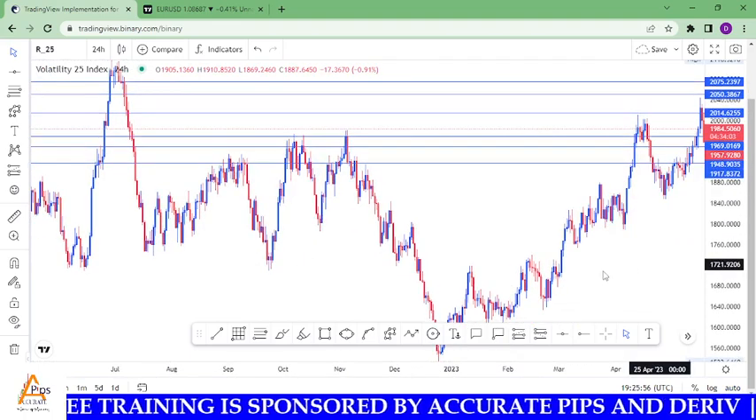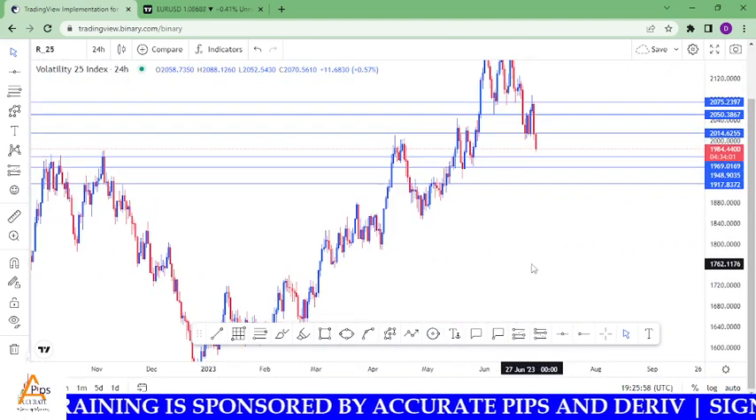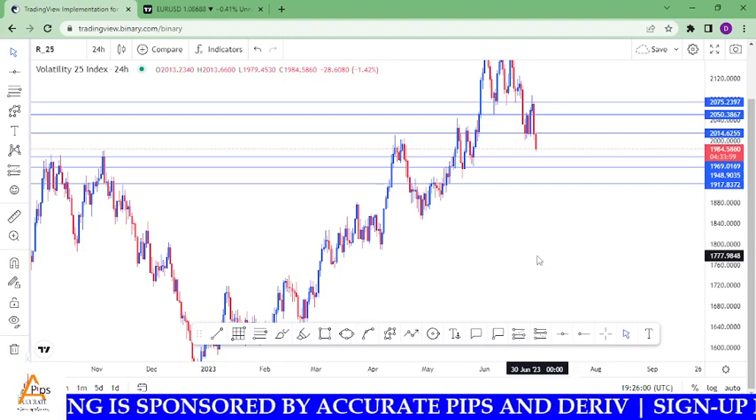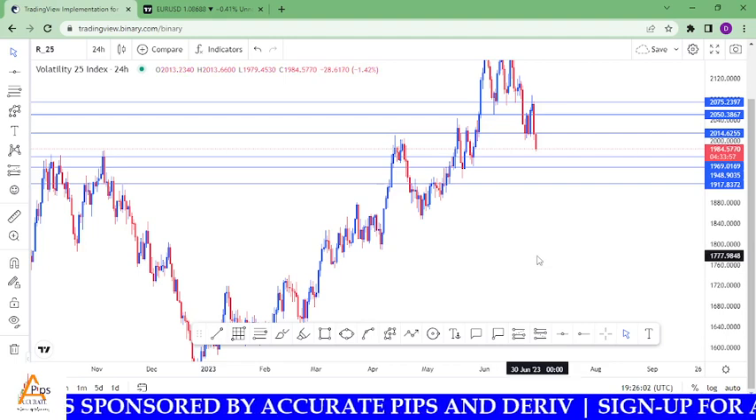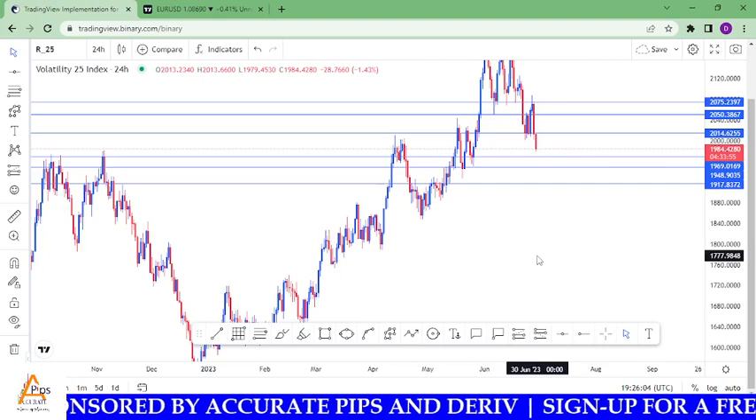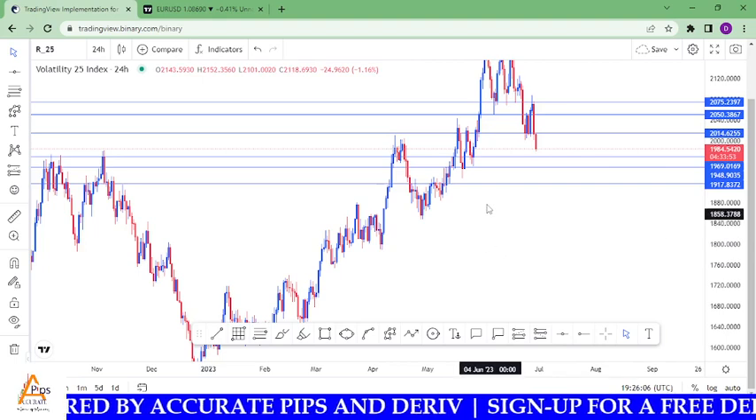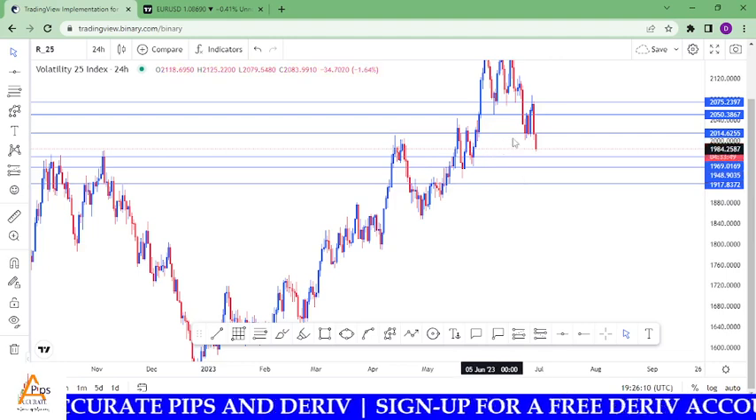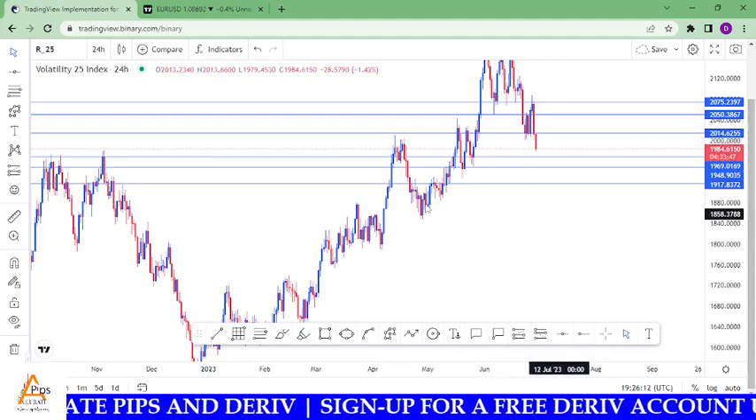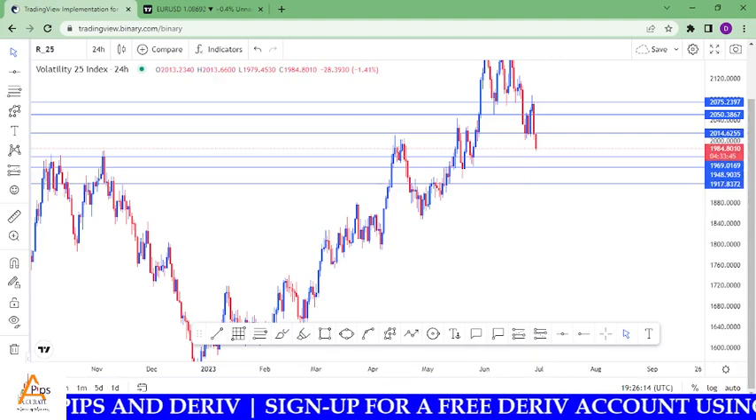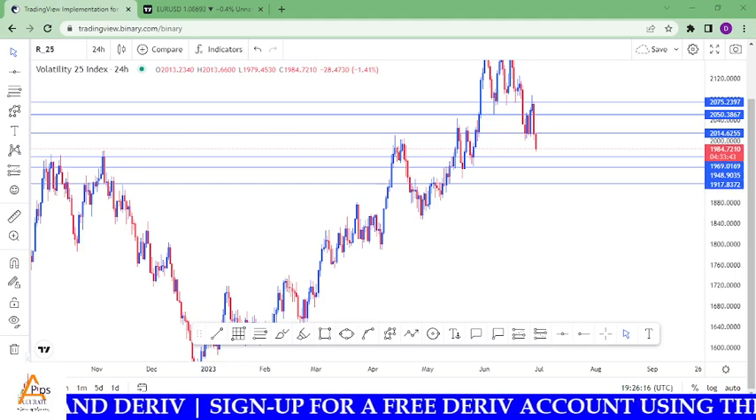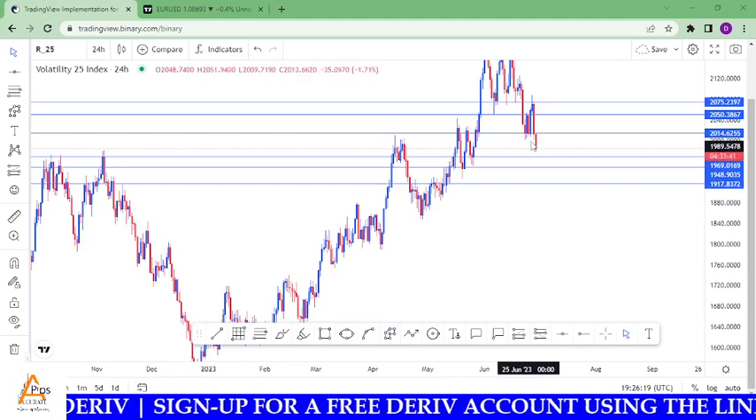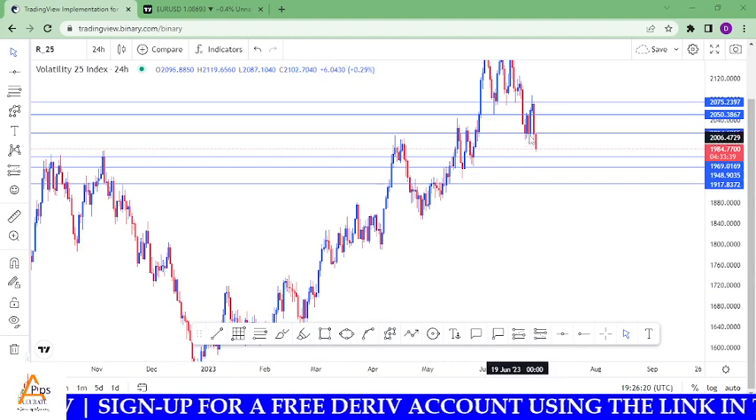All right, now as I said, support and resistance is not just a single line. Okay, it's a zone, it's an area. So that is how we are going to draw it. So this is our first resistance area. All right, so this is our first resistance point.